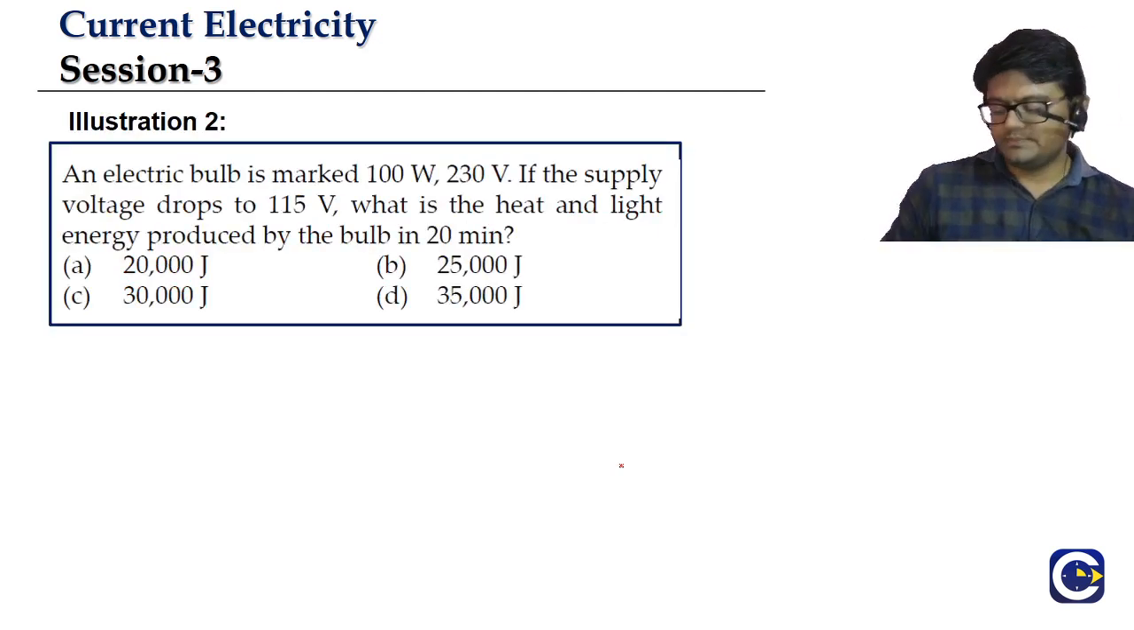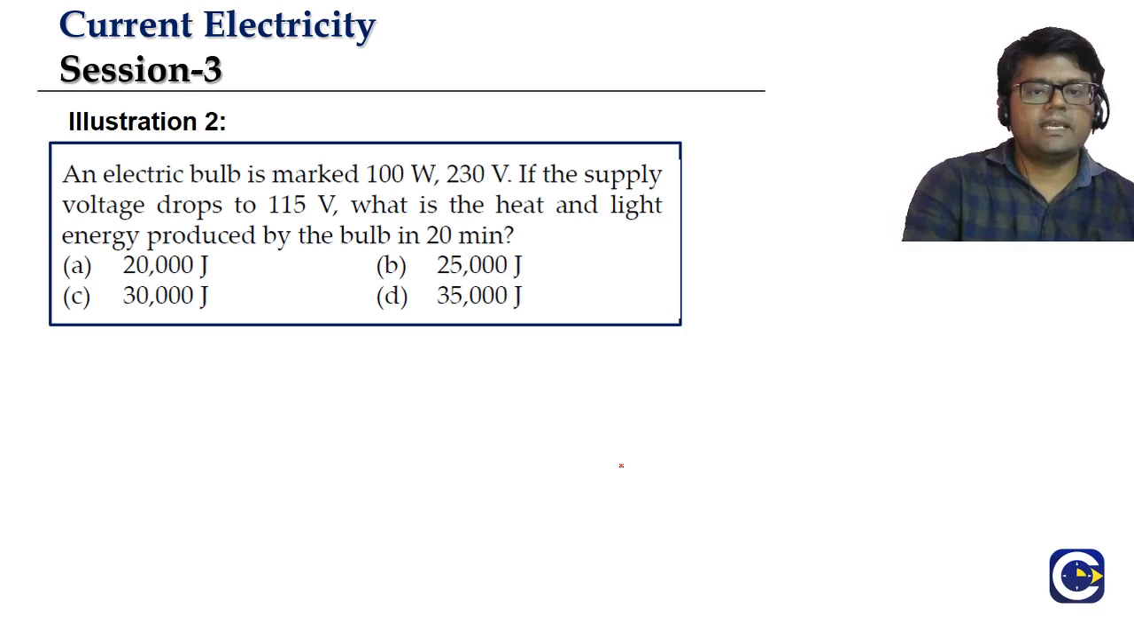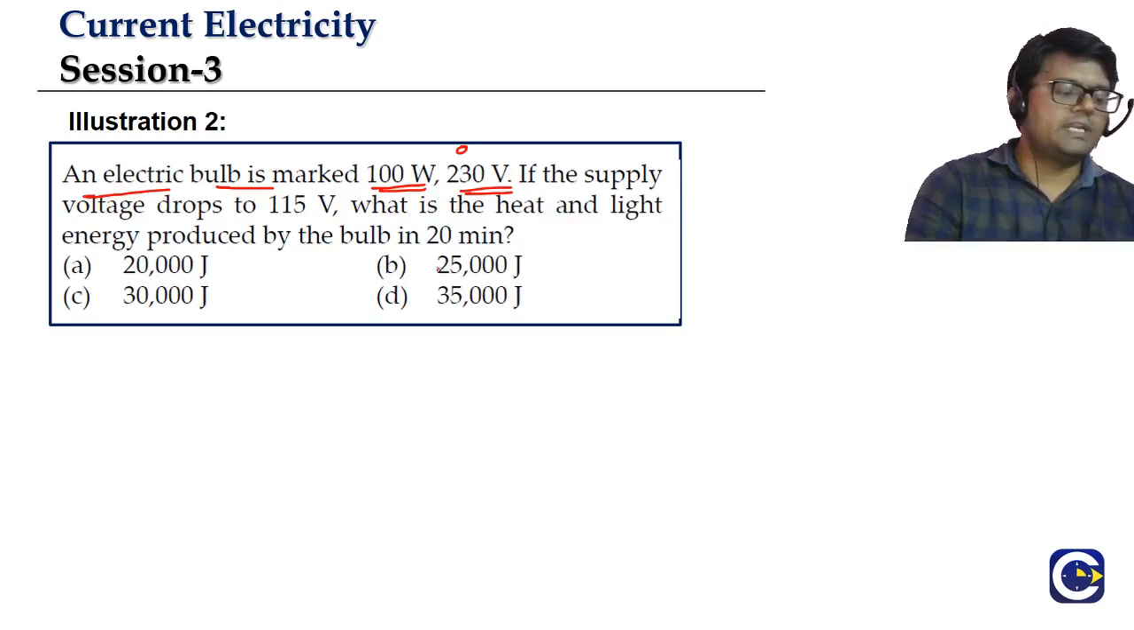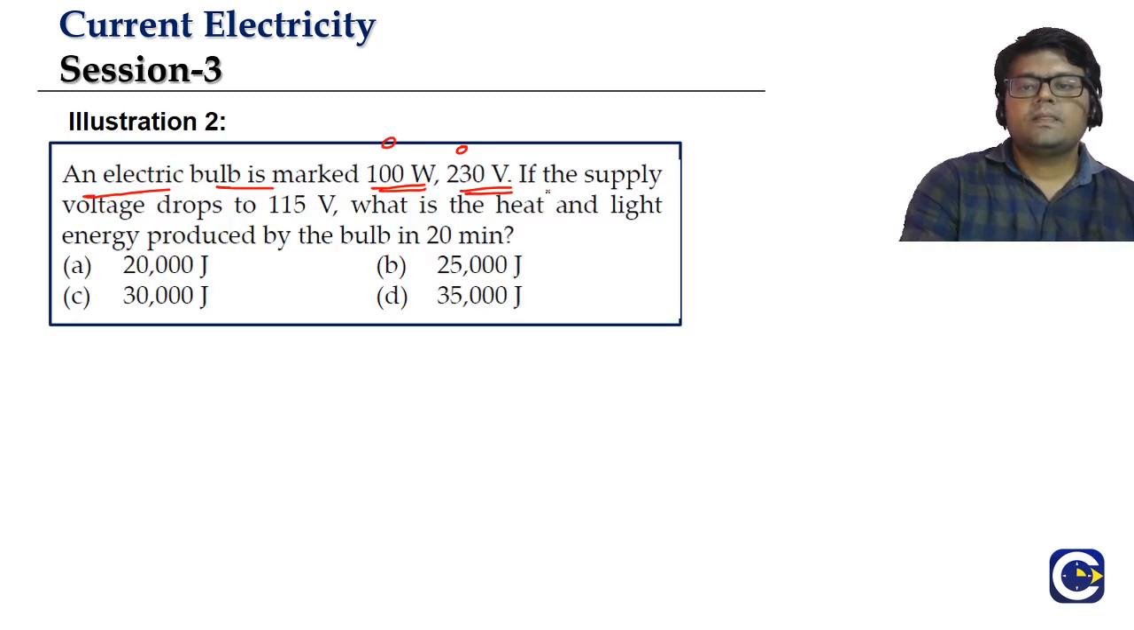Look at this question. I'm sure you guys are able to read the question, but I'll just read it out. An electric bulb is marked 100 watt 230 volt. So this is what I was talking about guys. It says if you apply 230 volts, the power consumed is 100 watt. That's the power rating of the device.